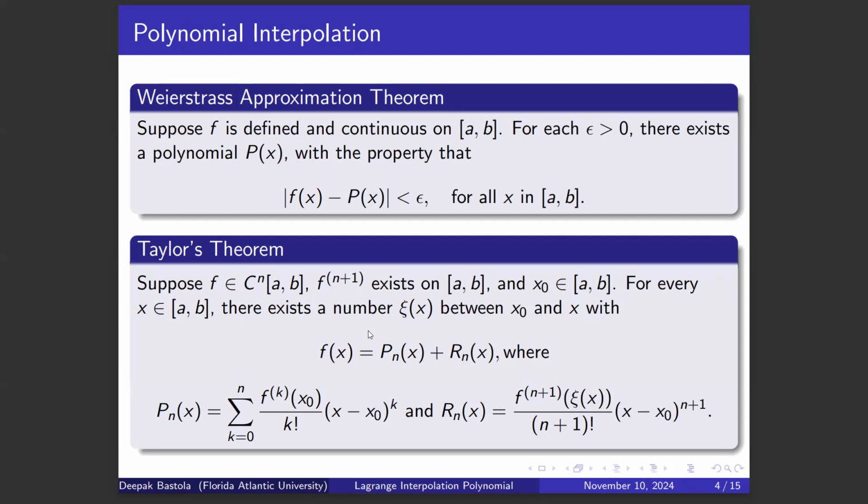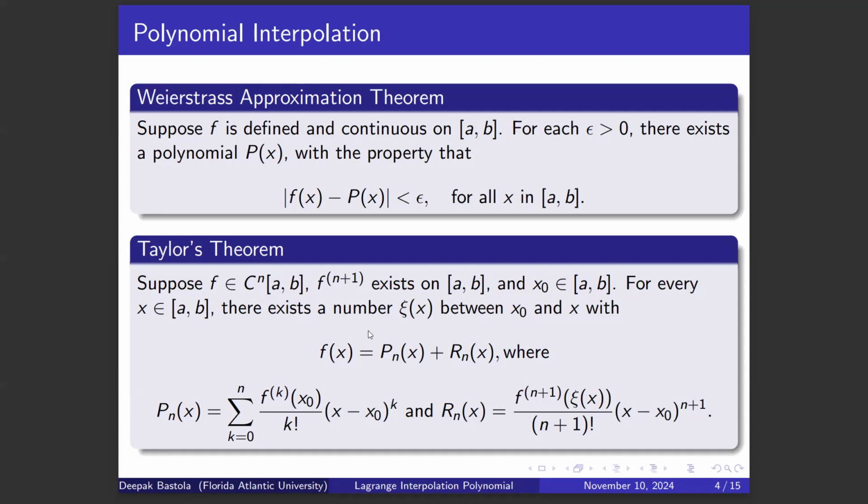Taylor polynomial. The Taylor theorem says that if there is a continuous function which is differentiable on an interval, and if the n plus 1 derivative exists on the given interval, then for every x value on that interval, there exists a number zeta of x between x naught and x with f(x) equal to p_n(x) plus r_n(x). Here p_n(x) is the polynomial and r_n(x) is the error, also sometimes called the remainder.